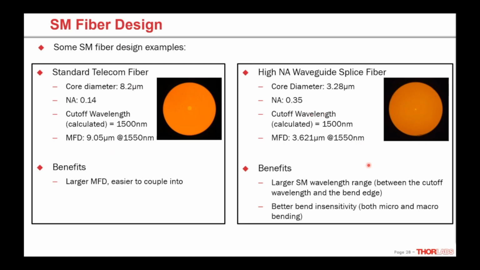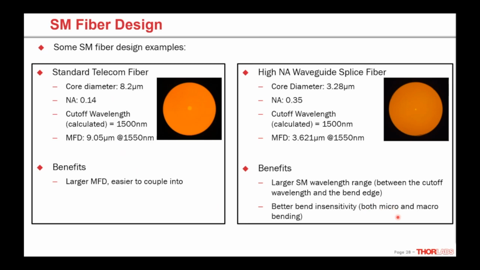The high NA fiber with a small core is pretty hard to get the light into, but once it's in there, the first thing is we actually have a larger single mode operating wavelength range. So between the cutoff wavelength and that bend edge, it's going to be extended for the larger NA fiber. It's also going to be less sensitive to bends. Again, that higher NA means better light guiding capability.